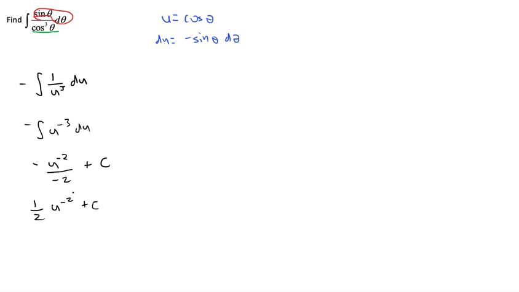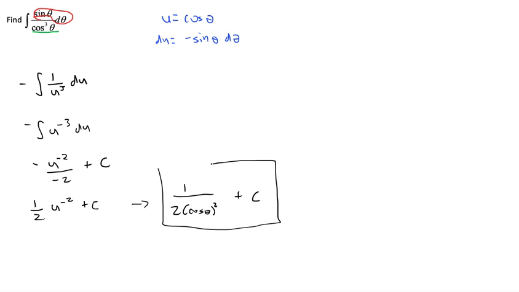Of course, the last step is to make sure you put that u back in there, right? The cosine of theta. So we'll do 1 over 2 times cosine of theta squared plus c. And this is going to be our final answer here.